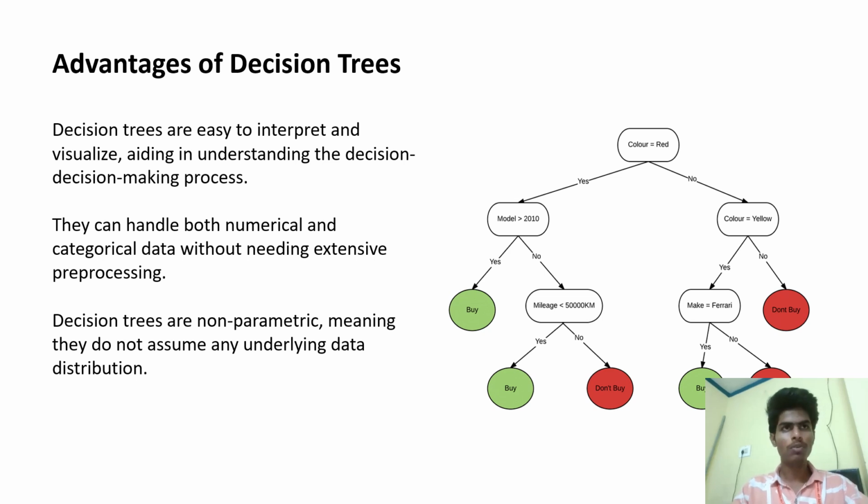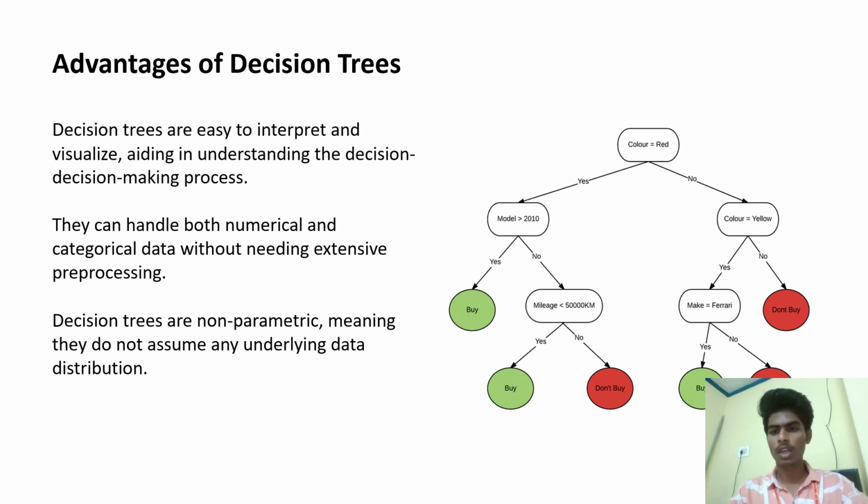So we have one problem: after intermediate, which course we have to take, students will suffer. So here the decision trees will help them to take decisions. It is easy to interpret and gives an easy understanding of the decision making process. They can handle both numerical and categorical data without needing extensive pre-processing. And decision trees are non-parametric, meaning they do not assume any underlying data distribution.